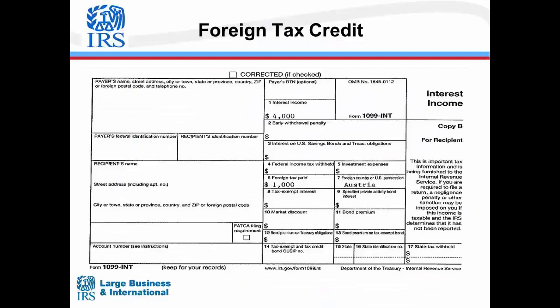Let's look at another example. Instead of a Form 1099 DIV, you have received a Form 1099 INT that reports interest income earned from a foreign investment. The interest income is $4,000, and the foreign tax paid is $1,000. The investment is in Austria instead of Australia. Again, we selected Austria as the foreign country in this example for no particular reason other than it is the second country listed on Table 1.